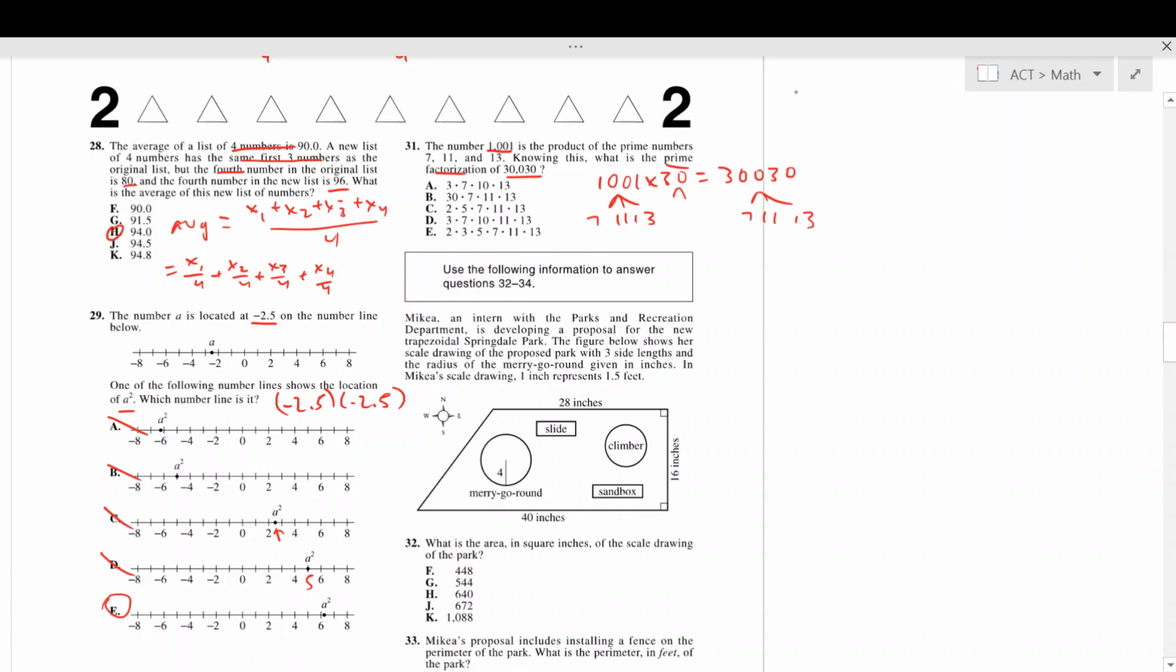The prime factors of 30 are, well, the factors of 30 that I can think of off the top of my head are 6 and 5. And 6 is 3 and 2. So 30 is 3, 2, and 5. So that means 30,030 must be 7, 11, 13 from here. And then we tack on a 3, 2, and 5. So 7, 11, 13, 3, 2, and 5. Here's our answer.